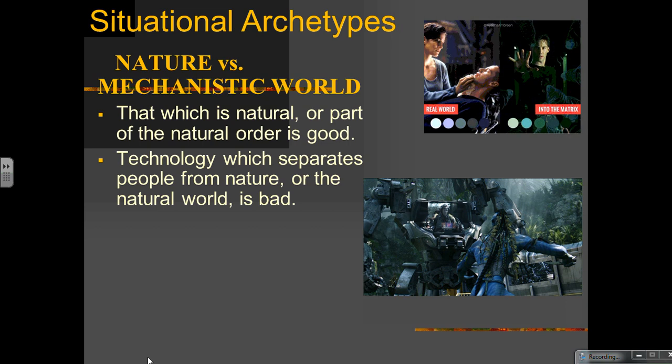Nature versus the mechanic world, or the machine world. This is where a story has natural as good and technology as bad. So think of The Matrix. Think of Avatar. Those are classic stories where nature is revered and honored, and technology, or the machines, are trying to come in and ruin everything that has nature.